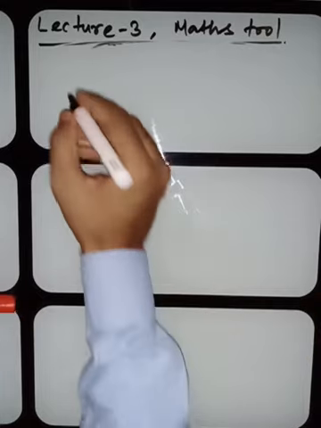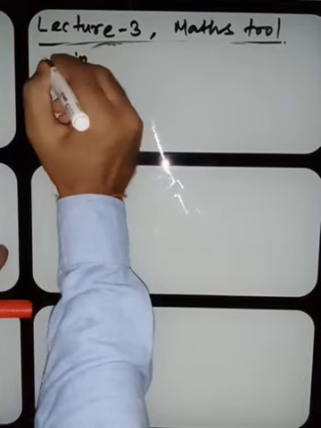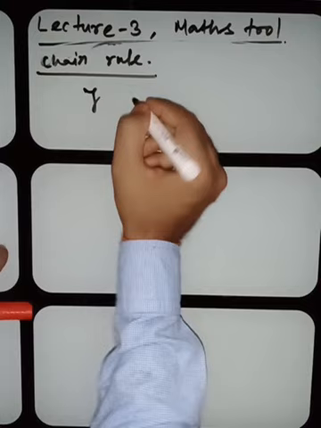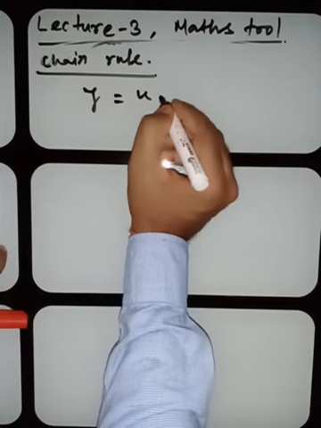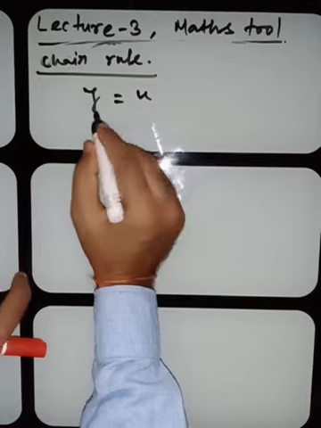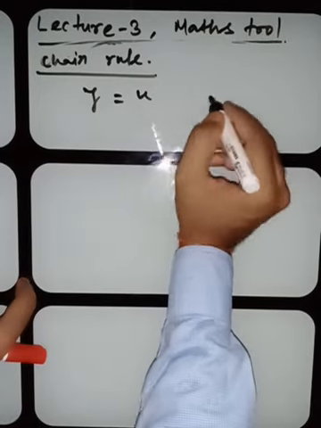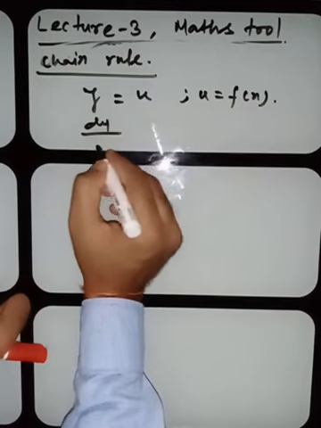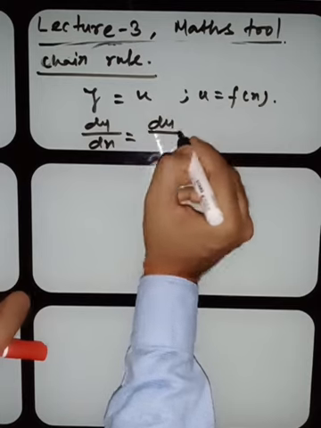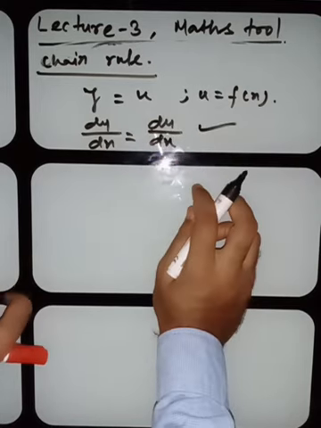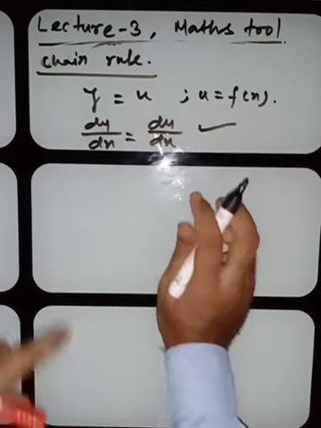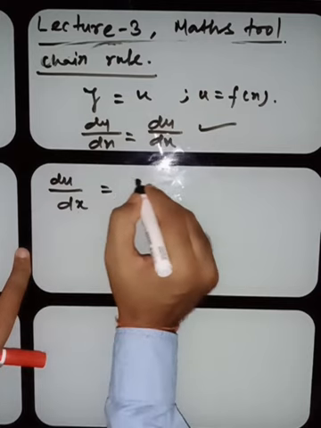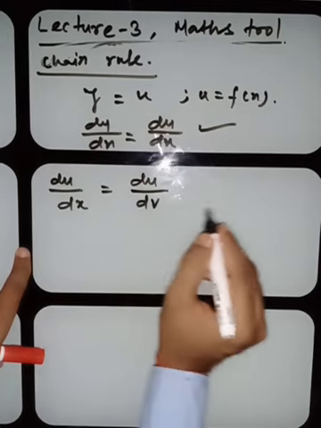Here I'm going to discuss the chain rule. Students, if we are writing y as u, and differentiating with respect to x, if u is a function of x, then dy by dx will be how much? du by dx. All right. Yes, we can write. Now, can we write this as du by dv?